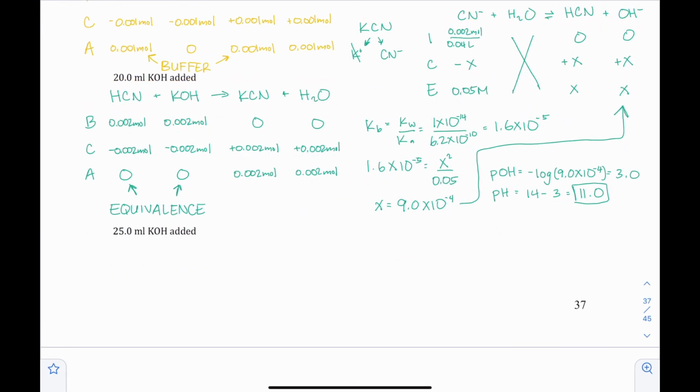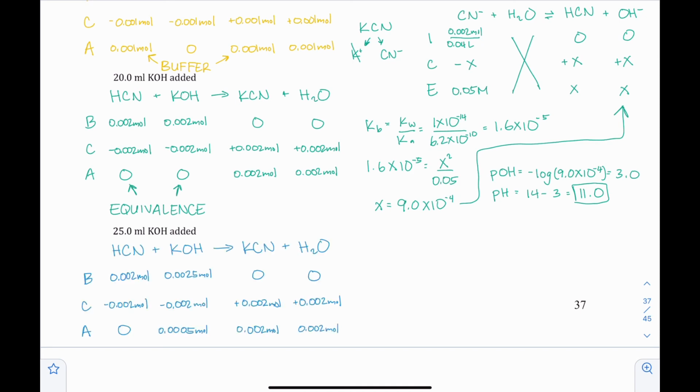At 25 mL of KOH added, we're past the equivalence point. So we know the acid is completely used up, the salt product is made, and there's some excess strong base added in as well. Write out the equation, use a mole box, calculate the moles of HCN and KOH, but this time HCN is used up first, so use the moles of HCN in the change row. And we're left with KOH and the salt product in the beaker.